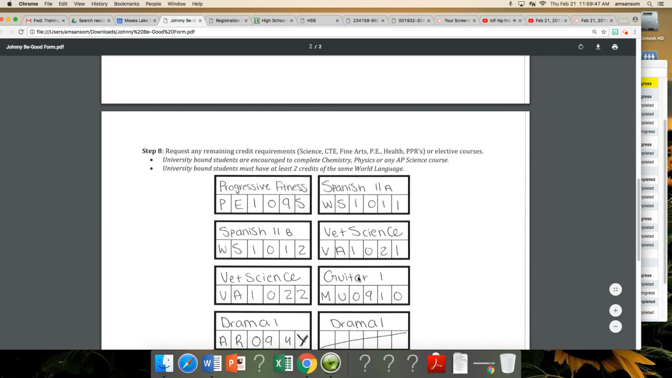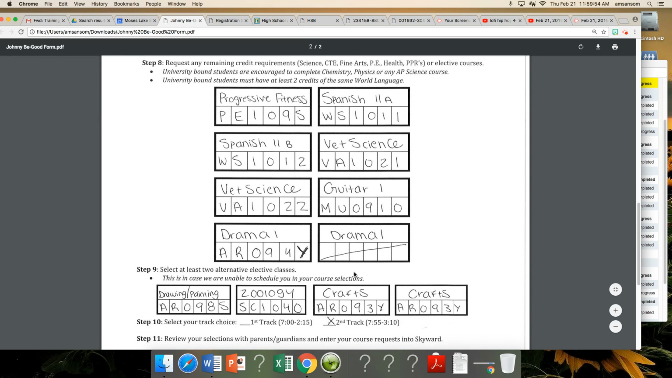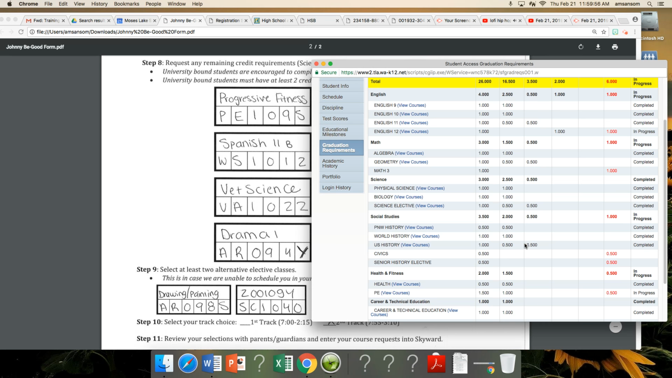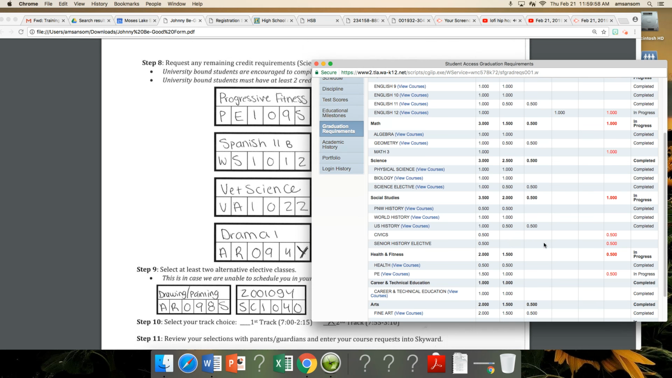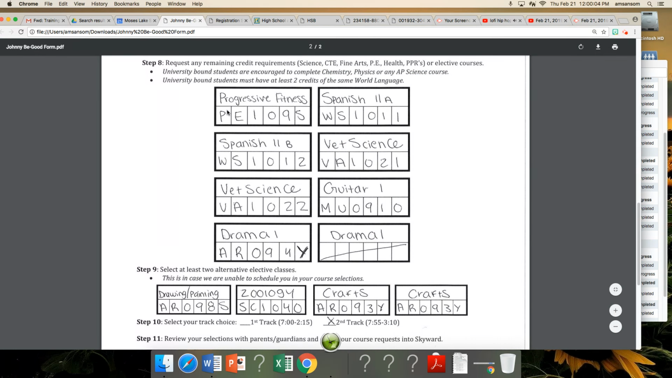So remember, we're looking at a senior 2024. So his sciences, his CTE, his fine arts, PE, whatever he has left. So he goes back to his graduation requirements, and he sees that he has half a credit of PE left in order to graduate. So he goes back to the course guide. He finds this new class, Progressive Fitness, and he decides that that sounds really interesting. So he's going to take it.